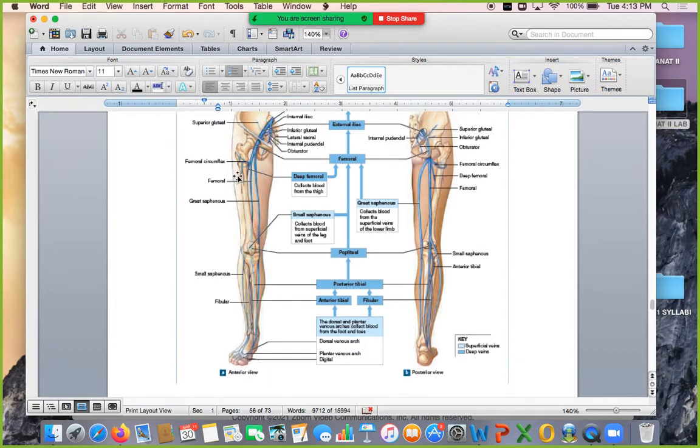And the femoral circumflex branch is going to feed into the femoral from the deep femoral, which is on the outside here. Looking at the back, it might be a little bit easier to see because the deep femoral services the inside of the thigh. All those are then going to feed up into the iliacs.